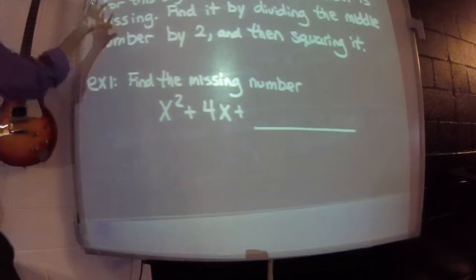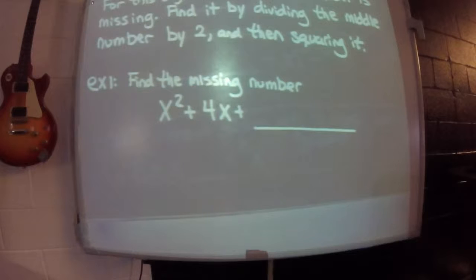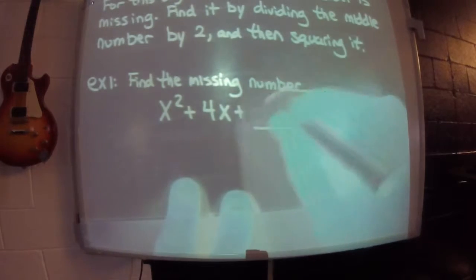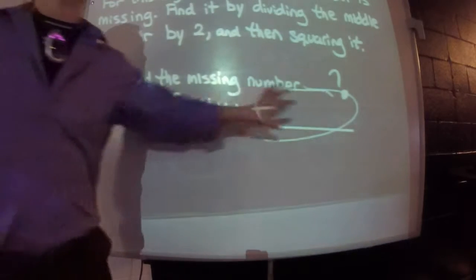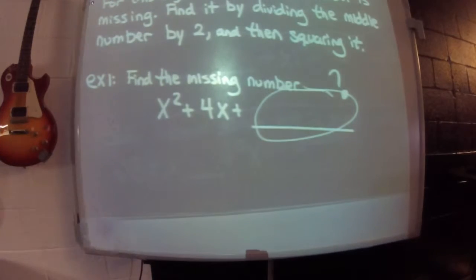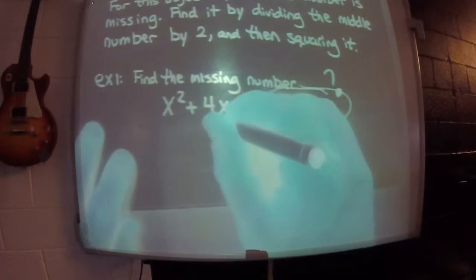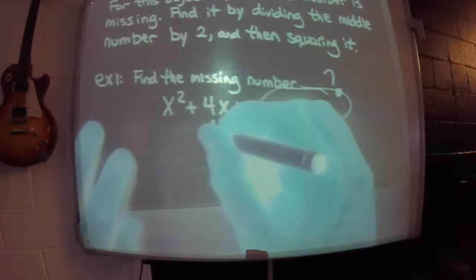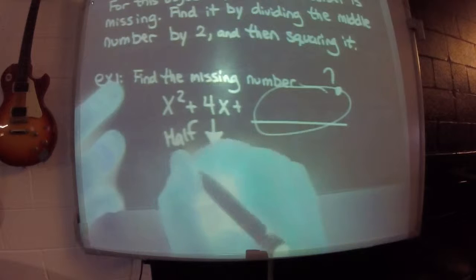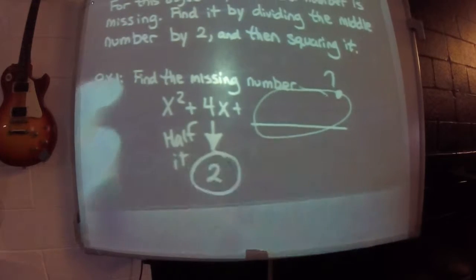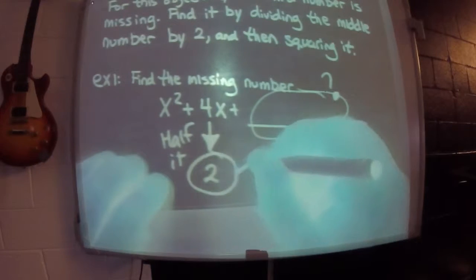But for this objective, what you're going to get is the first number, the second number, and then I'm going to ask you to figure out what the third number is. So I have a trinomial right here, but I'm missing the third piece, and I want to figure out what it is. What I need you to do is say, okay, the middle number is 4. So draw a little arrow straight down. And I want you to half that for me. So I'll write the word half here. Half it, and that's 2. Then square it, that's 4. Not square root it, just square it. Yeah, square it.